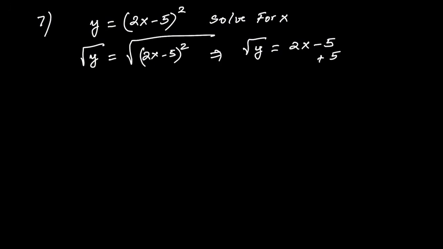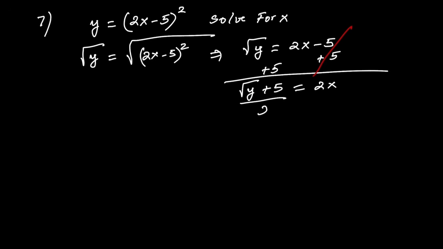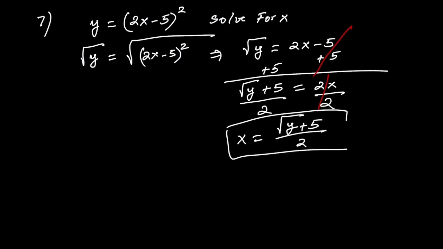Next, add 5 to both sides. We get the square root of y plus 5 equals 2x. Now divide both sides by 2. We have square root of y plus 5 all over 2 equals 2x over 2. The 2's cancel on the right. Now we are left with square root of y plus 5 all over 2 equals x. The answer is x equals square root of y plus 5 divided by 2, one layer at a time.